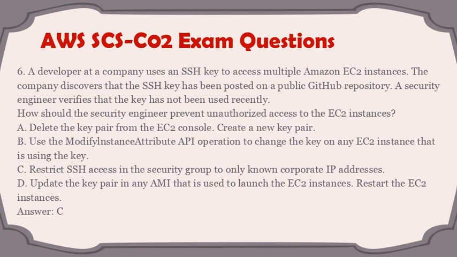A. Delete the key pair from the EC2 console. Create a new key pair. B. Use the ModifyInstanceAttribute API operation to change the key on any EC2 instance that is using the key. C. Restrict SSH access in the security group to only known corporate IP addresses. D. Update the key pair in any AMI that is used to launch the EC2 instances. Restart the EC2 instances. Answer: C.